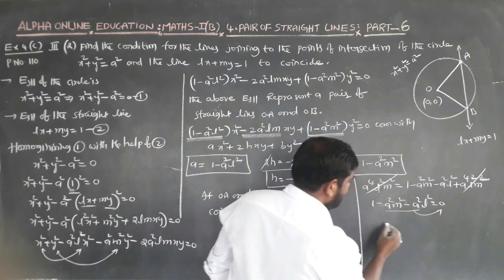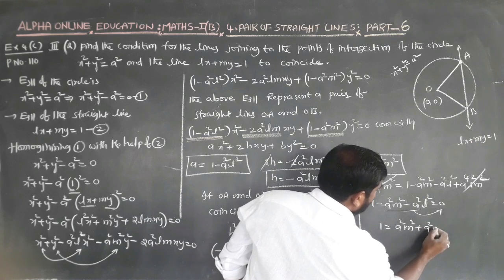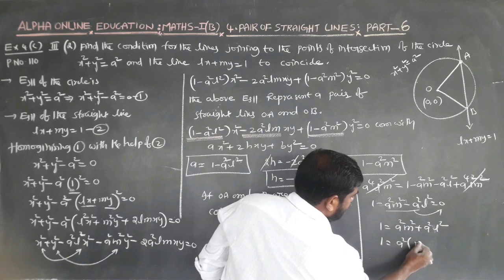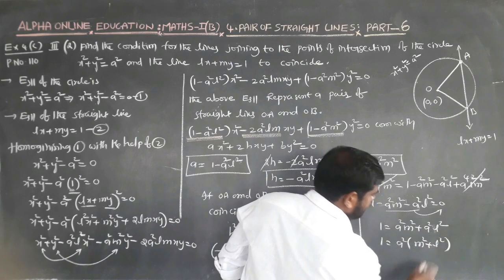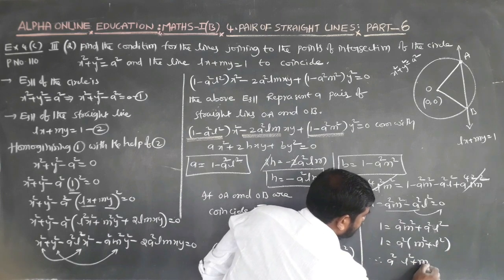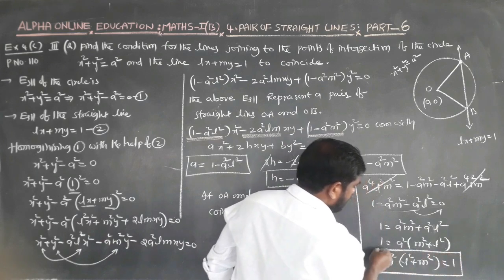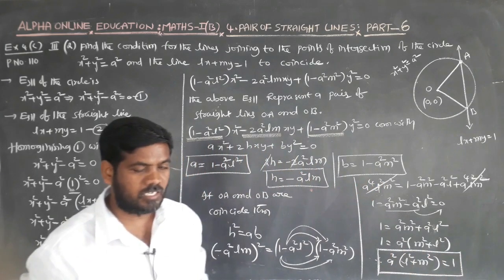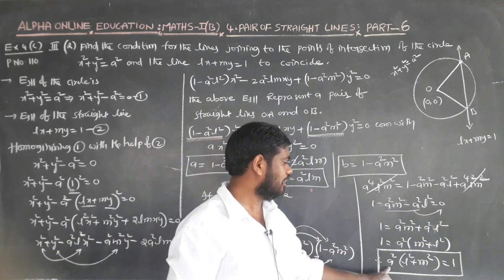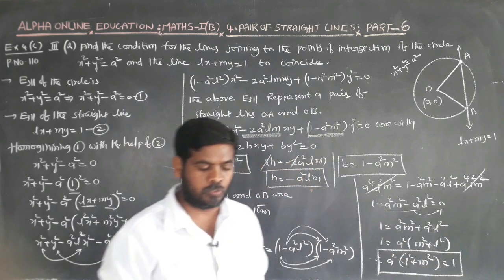Taking the two terms to the right side, 1 is equal to a square m square plus a square l square. a square common, m square plus l square. Therefore, a square into (l square plus m square) is equal to 1 is the condition. If the two lines coincide, then a square into (l square plus m square) is equal to 1 is the answer.